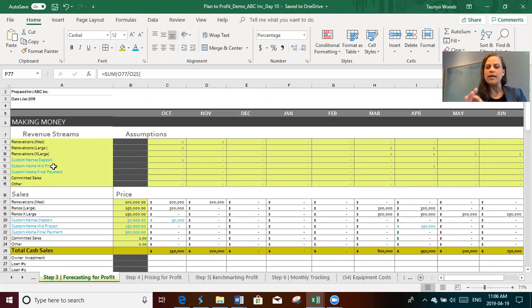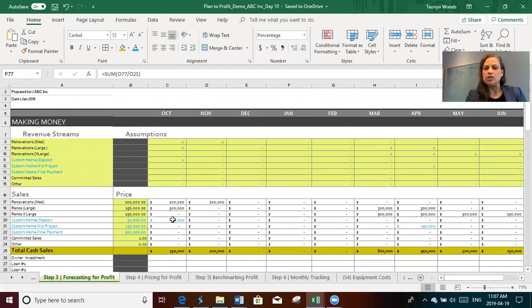So what is going to happen is that when you break this out, for example, I've got custom home deposits, custom home mid-project, and custom home final project, right? So instead of just custom home as one line, I broke it down into three. The next thing I changed down here is the amount. For the deposit, you get $50,000. For mid-project, I estimated 150, and for the final payment, it was 300. So however that works for you.